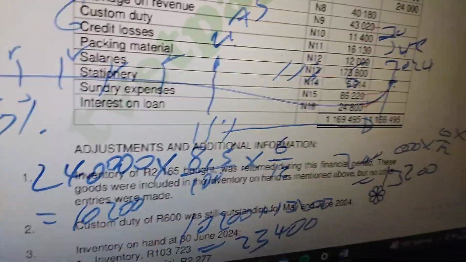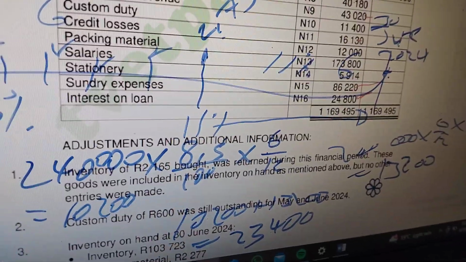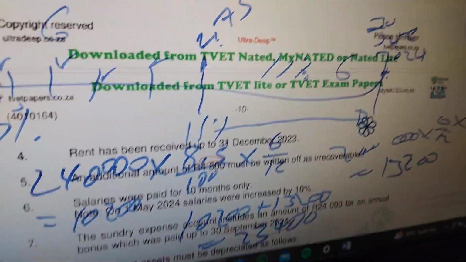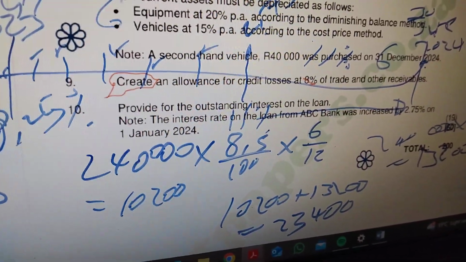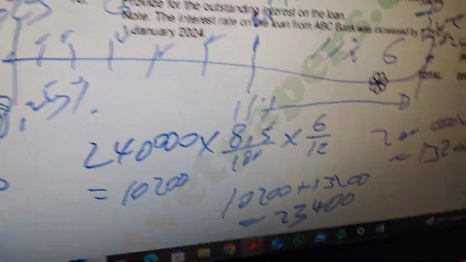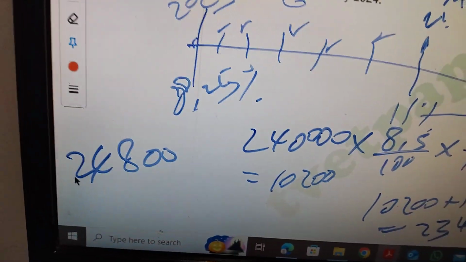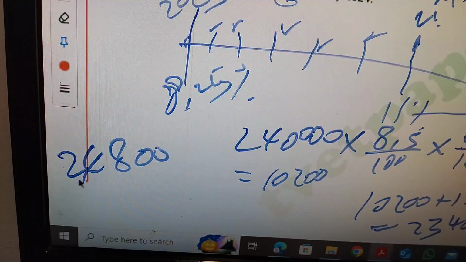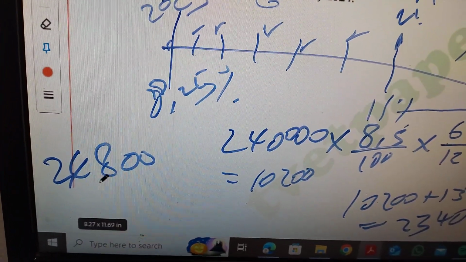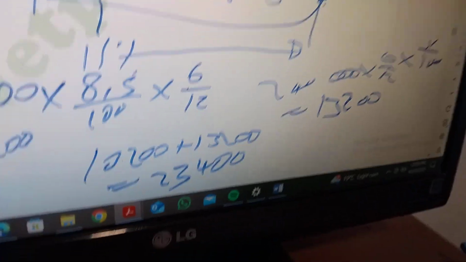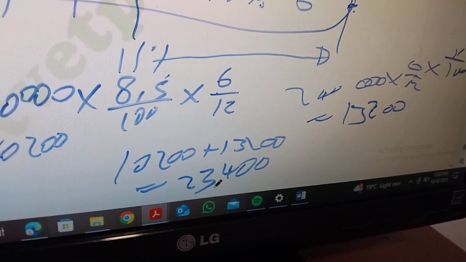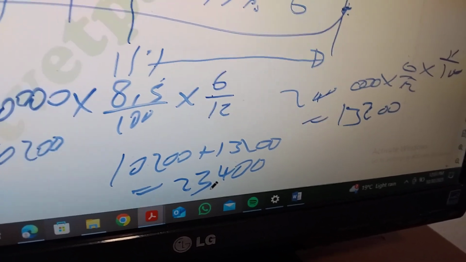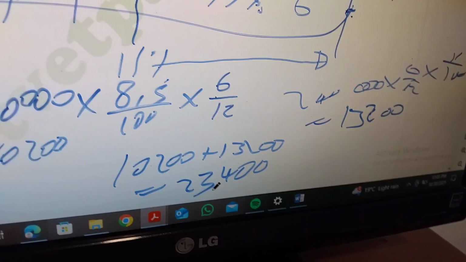So this question paper, I think there is a mistake. How can they say to us to provide an outstanding of interest on loan? How can it be outstanding, because this is 24,800? This is the amount that we paid. But literally we were supposed to pay 23,400. So you can see it doesn't make sense, right? So this is not outstanding.